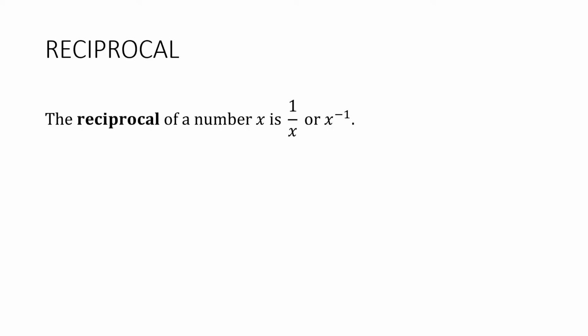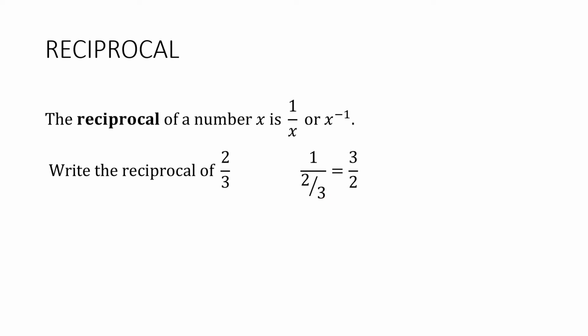Okay, let's move on. The reciprocal of a number x is 1 on x or x to the power of -1. So if we want to write the reciprocal of 2/3, we could write it as 1 over 2/3, or we could just turn it upside down because 1 divided by 2/3 is the same as 1 multiplied by 3/2. Okay, so there's the reciprocal. Just flip it upside down.